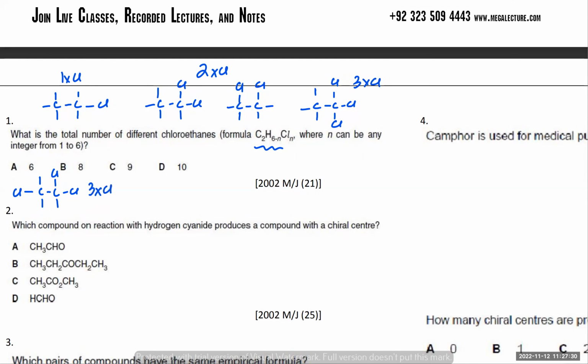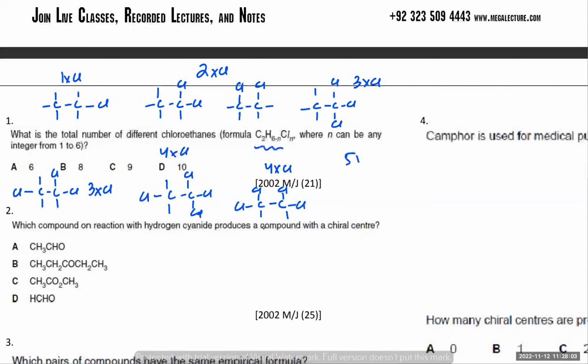Achha, what if I have 4 Cls? Then it's going to be 3 Cls on one carbon and 1 Cl on the other one and 2 Hs, right? Or there could be another version: I can have 2 Cls on one carbon atom and 2 Cls on the other, and the rest is H. These two will be the isomers if I have 4 Cls, right?